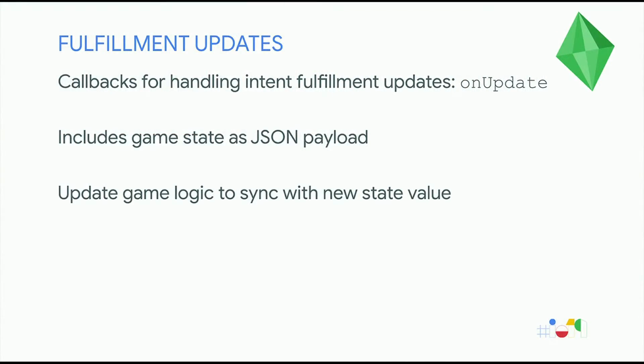So the callbacks for handling those fulfillment updates, there's a special one called onUpdate. You need to declare a function called onUpdate. As a parameter, the JSON payload that we specified in our fulfillment logic is passed in, and then you can unpack that. Typically, that could contain some game data and some state information. And then you synchronize your local web app state with the fulfillment state.